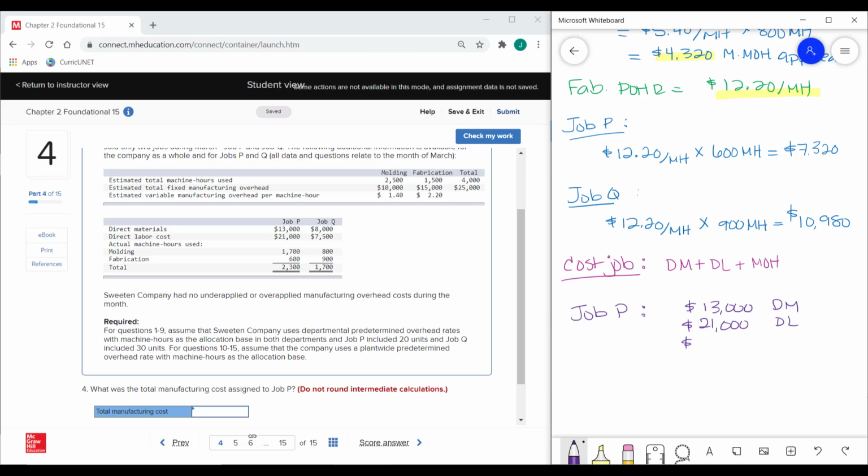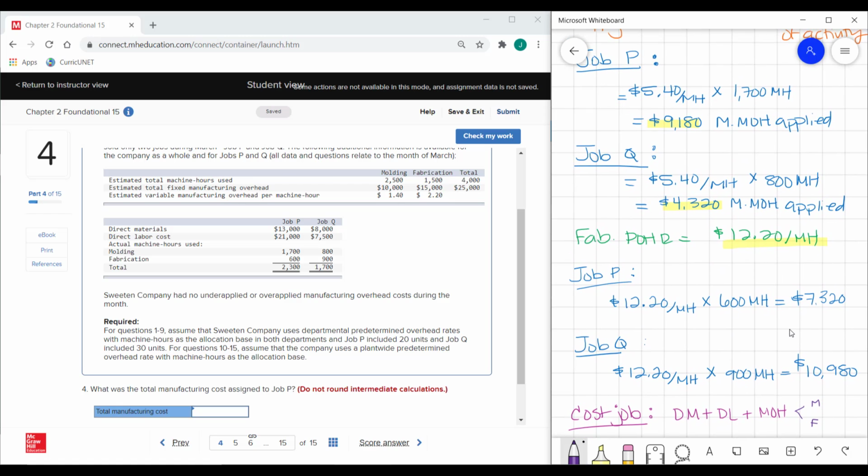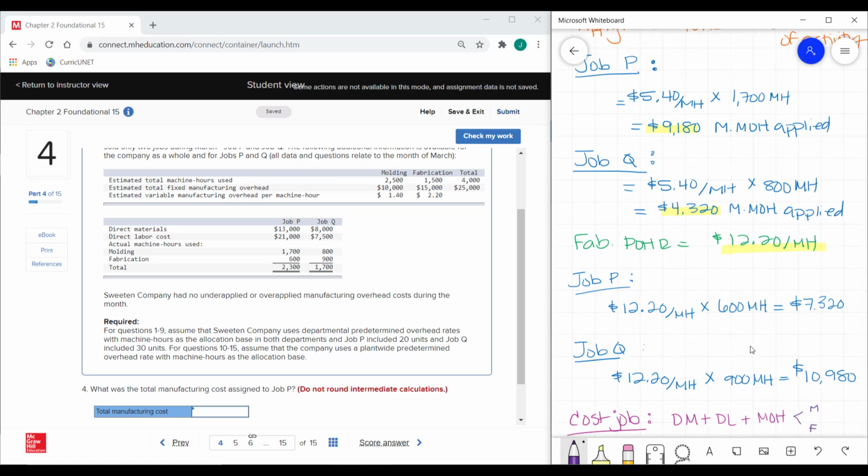But what about manufacturing overhead? It comes from two sources with a departmental pore, right? There's molding overhead and fabrication overhead. We're not combining the two into one. So how much overhead did we apply to job P from the molding department? That was the $9,180, right?